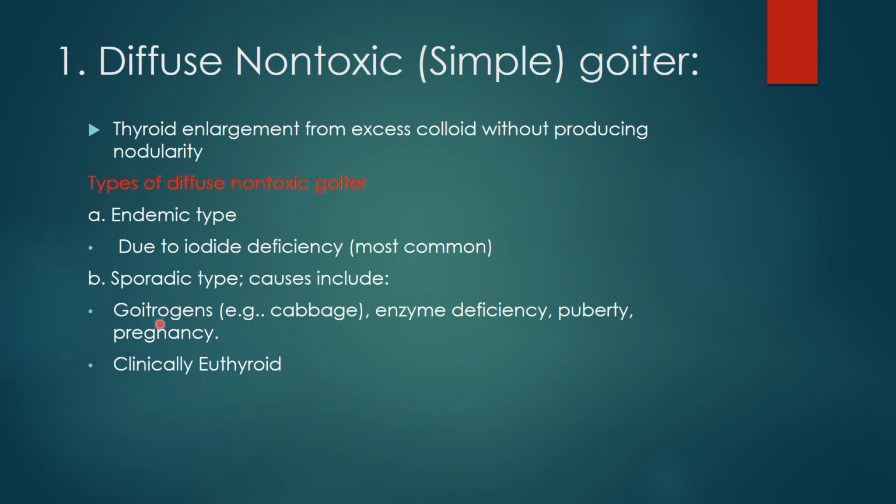Sporadic type is the second type. The causes include goitrogens like cabbage, cauliflowers, etc., enzyme deficiency, puberty, and pregnancy. These are the main causes of the sporadic type. Sporadic type occurs at irregular intervals only in a few places. This type is more common in females, and these goitrogens are basically substances which are usually present in vegetables. They belong to the Brassicaceae family like turnip, cauliflowers, cabbage.